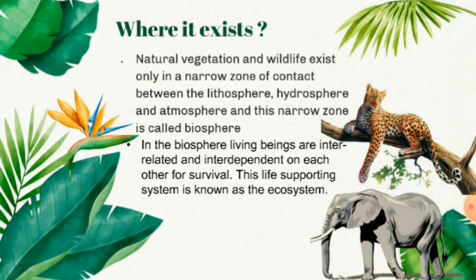So where does it exist? The natural vegetation and wildlife exist only in a narrow zone of contact between the lithosphere, hydrosphere and atmosphere, and this narrow zone is called the biosphere. In the biosphere, living beings are interrelated and interdependent on each other for survival. This life support system is called the ecosystem.